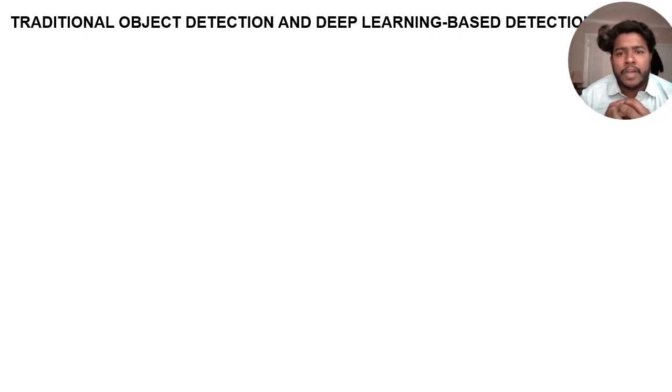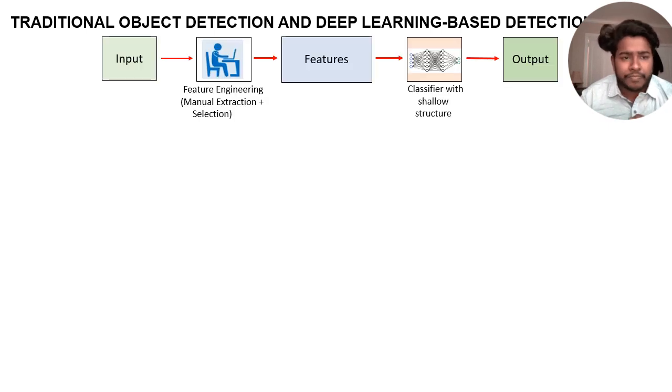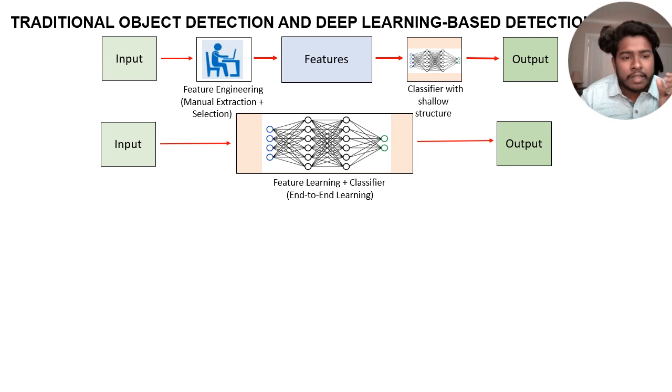Before moving into the main things, we need to understand some basics, like the difference between traditional object detection and deep learning based object detection. In traditional object detection, we have an input. We do feature engineering, that is manual extraction and selection. In this manual extraction and selection, we basically build a data set that we want to extract the features from. Then we have a classifier with a shallow structure, and after doing all this, we can get an output.